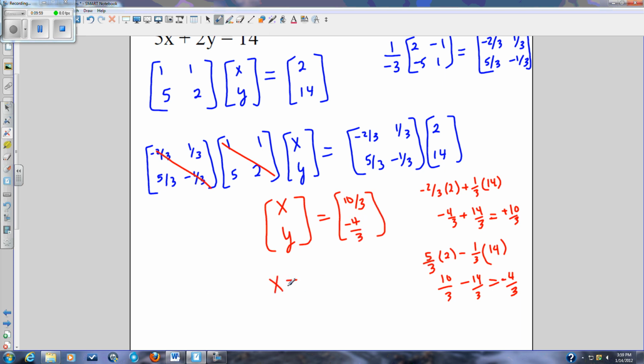So we end up with a solution of the system of x equals 10/3 and y equals -4/3. And if you want to check that, you can just plug that right into the two original equations and they should work out just fine. Well, thank you for joining me, and we will continue with this in class.